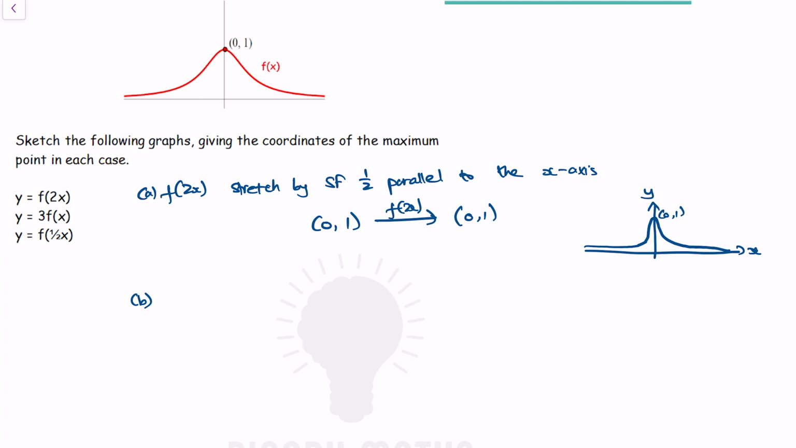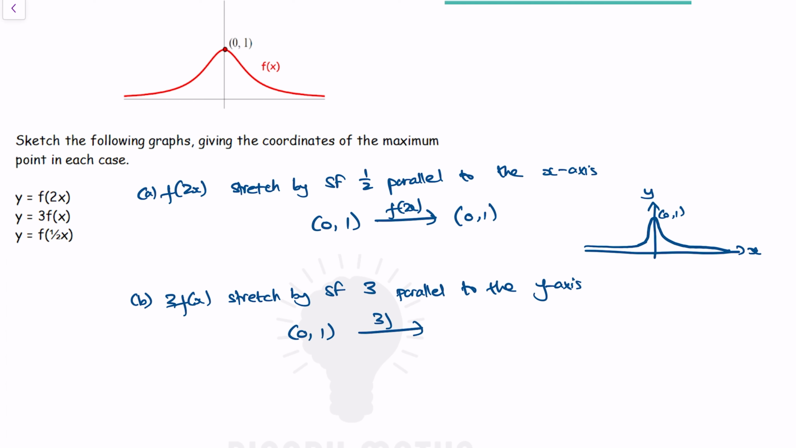B is 3 times f of x, which is a stretch by scale factor 3, because it's outside the bracket, parallel to the y-axis, which means 0, 1 under 3 times f of x will become 0, 3, because all the y coordinates will multiply by 3. If I were to sketch this x, y, now the maximum point would be at 0, 3.